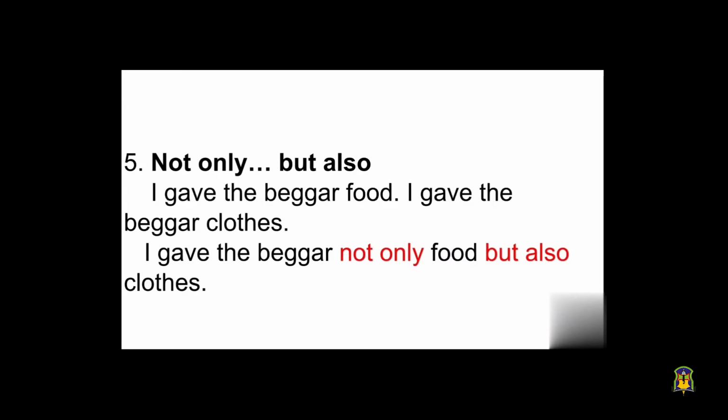And the fifth one is not only but also. This not only but also is a familiar conjunction we are using. So see the example. I gave the beggar food. I gave the beggar clothes. So we have repeated that I gave, the subject and verb. We can skip that by using: I gave the beggar not only food but also clothes.